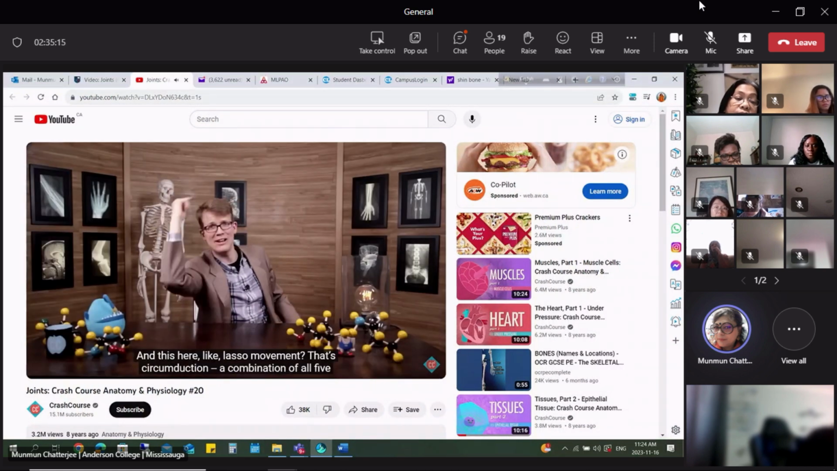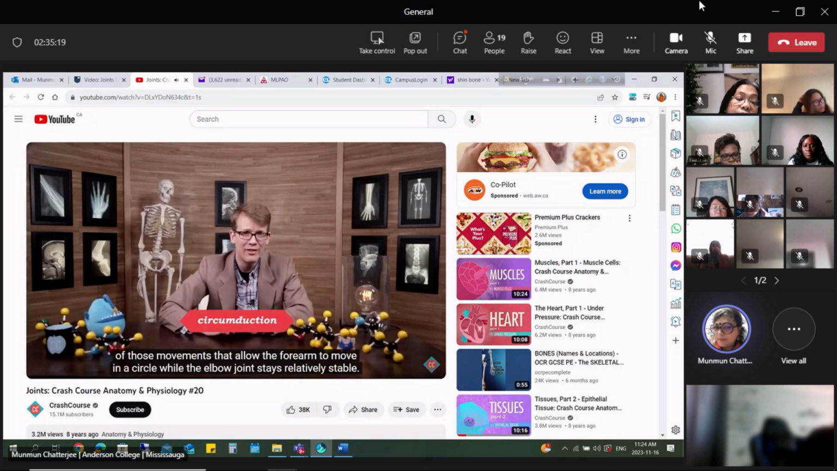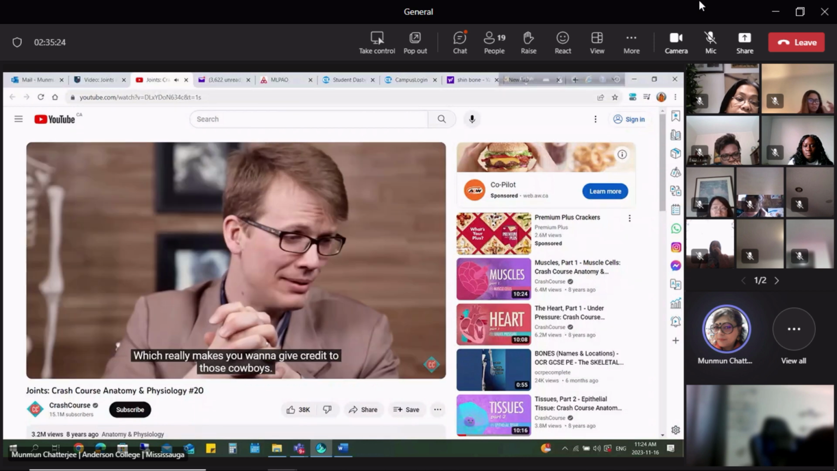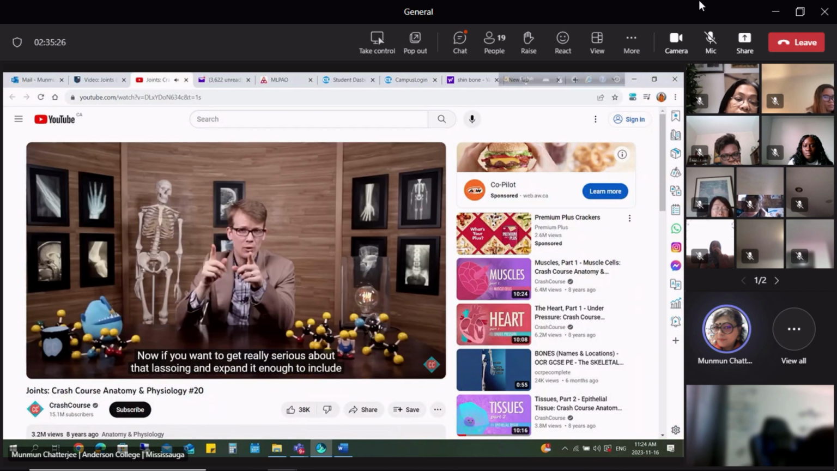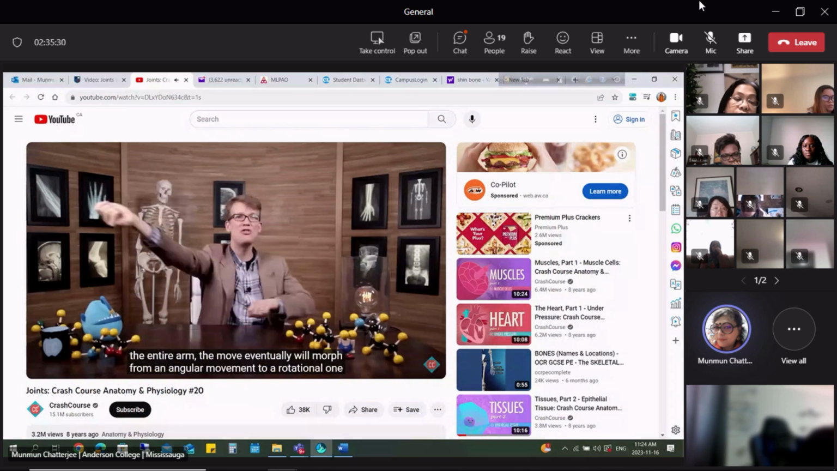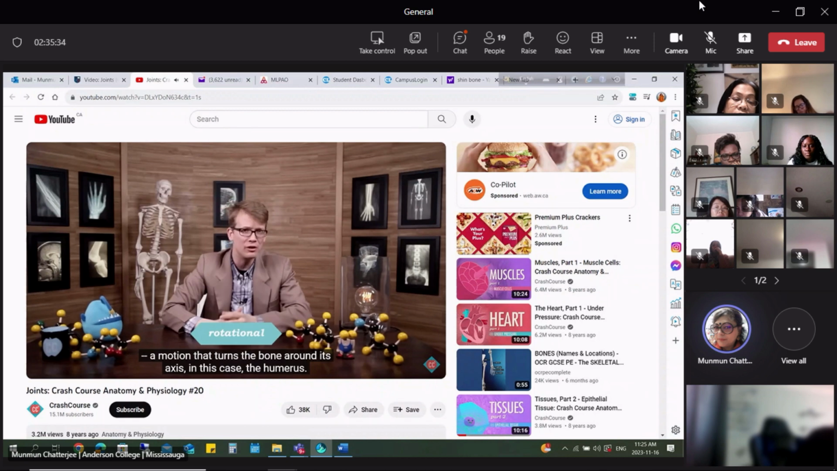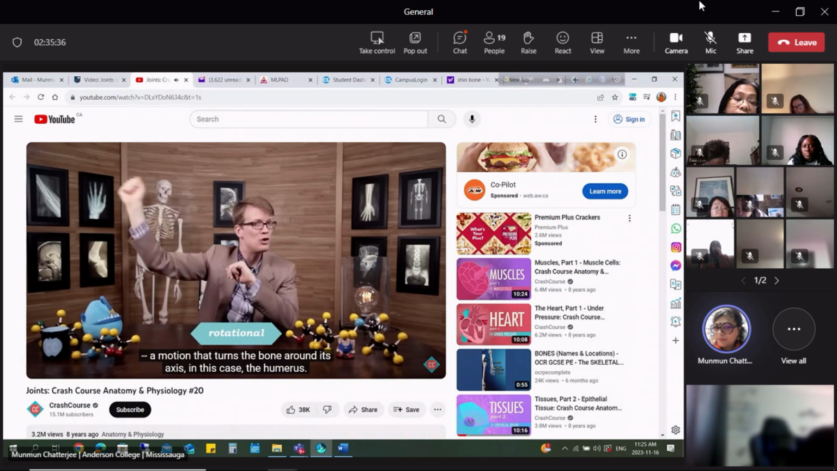And this here, like lasso movement, that's circumduction, a combination of all 5 of those movements that allow the forearm to move in a circle while the elbow joint stays relatively stable, which really makes you want to give credit to those cowboys. Now if you want to get really serious about that lassoing and expand it to include the entire arm, the move eventually will morph from an angular movement to a rotational one, a motion that turns the bone around its axis, in this case, the humerus.